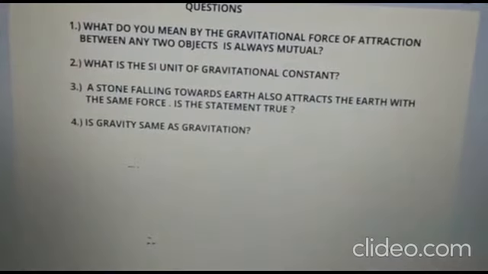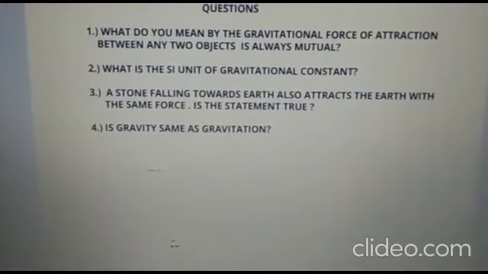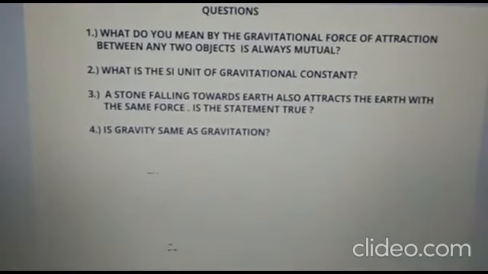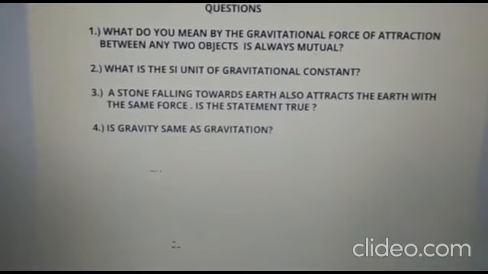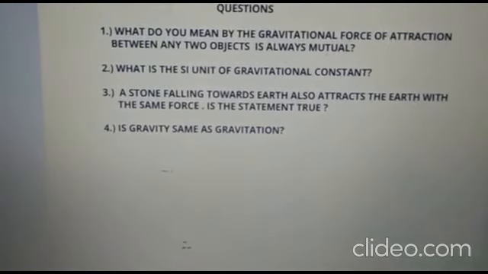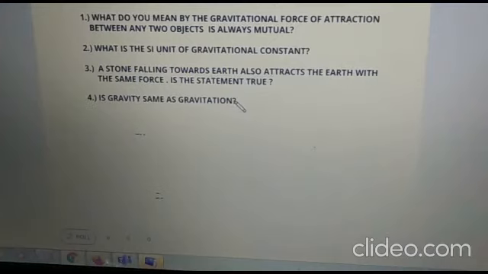Okay, guys, now let us practice some more questions. It is written: what do you mean by the gravitational force of attraction between any two objects is always mutual? Guys, first solve it yourself, pause my video, and then see the solution, because even if your thinking might be wrong, your thinking is very important. Think first what your choice says. Now, this means that both the forces acting on each other are equal and in opposite directions.